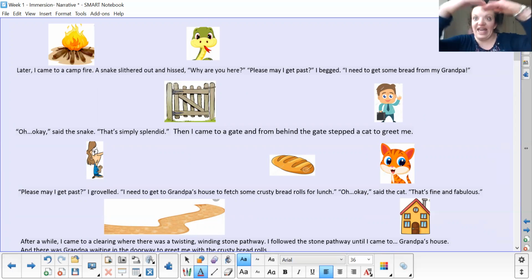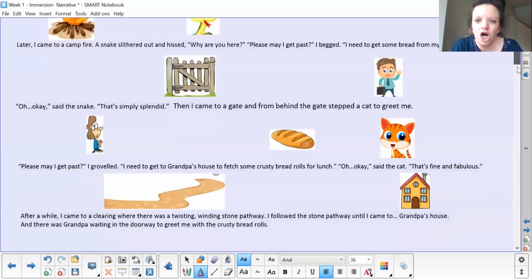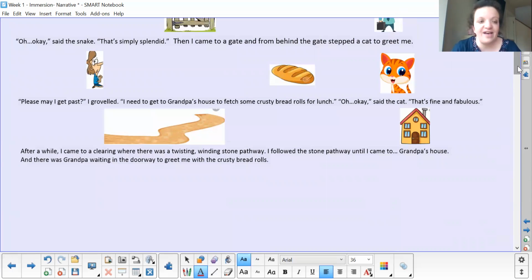Then I came to a gate, and behind the gate, a cat stepped out to greet me. "Please, may I get past?" I grovelled. It's pleading. "I need to get to Grandpa's house to get some fresh, crusty bread for lunch." "Oh, okay," said the cat. "That's fine and fabulous." After a while, I came to a clearing where there was a twisting, winding stone pathway. I followed the stone pathway until I came to Grandpa's house. And there was Grandpa waiting in the doorway to greet me with the crusty bread rolls.